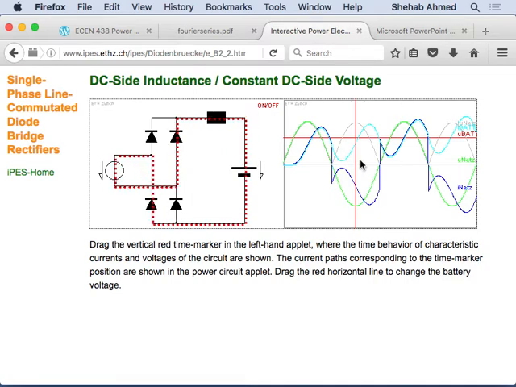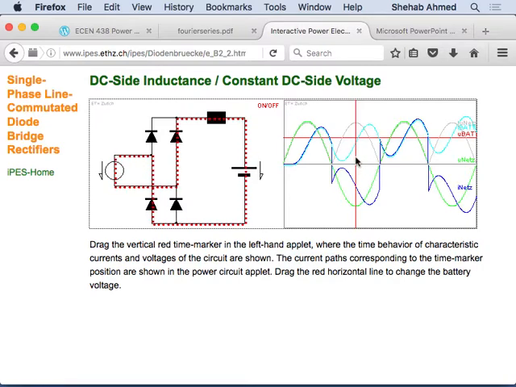I just had to decrease the value of the DC voltage source. Okay, and then of course, at some point, you can look at what's happening to the input current waveform, the blue current waveform. Of course, the amount of harmonics in there has changed considerably.